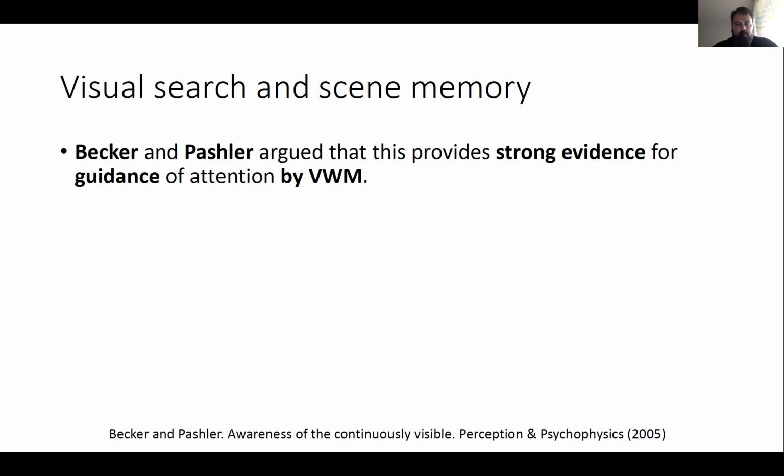Becker and Peschler, who also tried to find this effect for many years, argued that at least this difference in the intercept was strong evidence for guidance of attention by visual working memory, but they also didn't find any change in the efficiency.